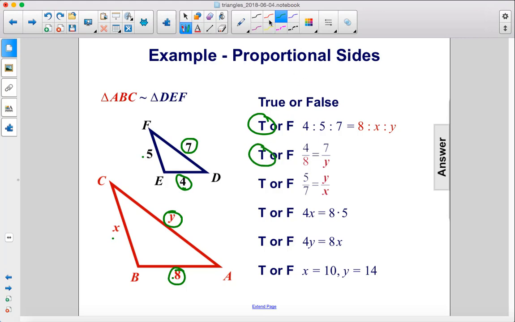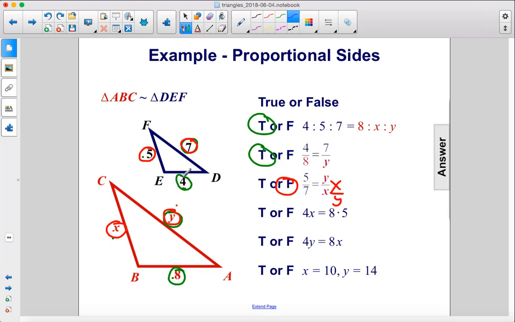All right, true or false? 5 over 7, so this side over this side corresponds with this side over this side, x over y. Oh, but look, this is y over x. So this is wrong. This should be x over y. So this is false.